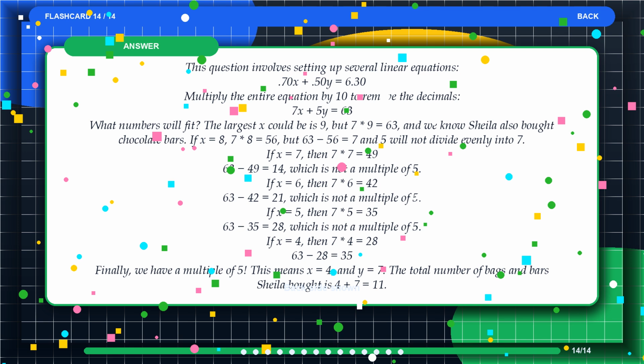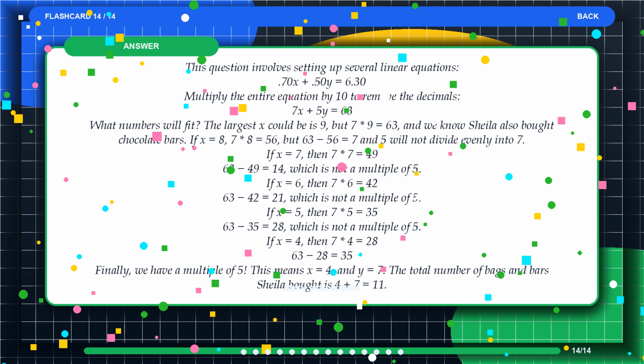If x equals 8, 7 times 8 equals 56, but 63 minus 56 equals 7, and 5 will not divide evenly into 7. If x equals 7, then 7 times 7 equals 49. 63 minus 49 equals 14, which is not a multiple of 5. If x equals 6, then 7 times 6 equals 42. 63 minus 42 equals 21, which is not a multiple of 5. If x equals 5, then 7 times 5 equals 35. 63 minus 35 equals 28, which is not a multiple of 5.